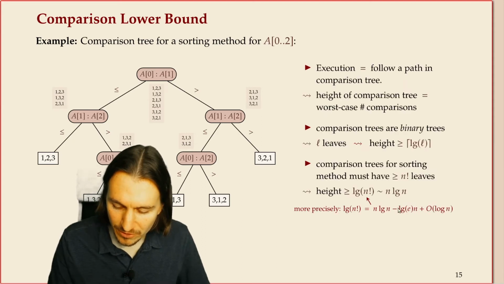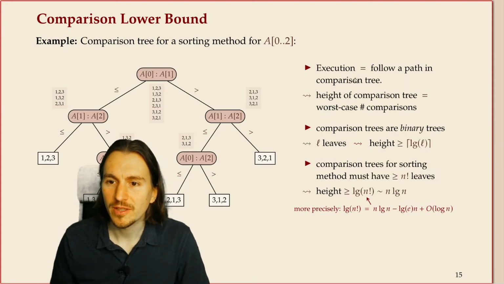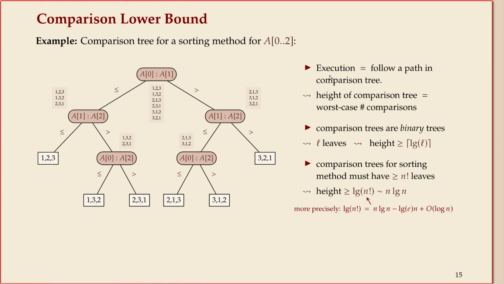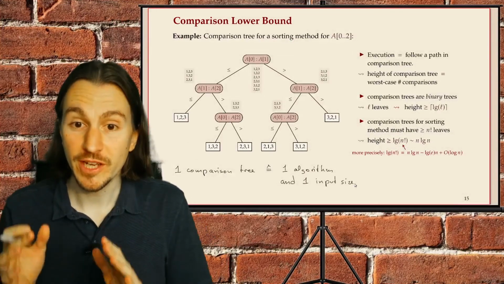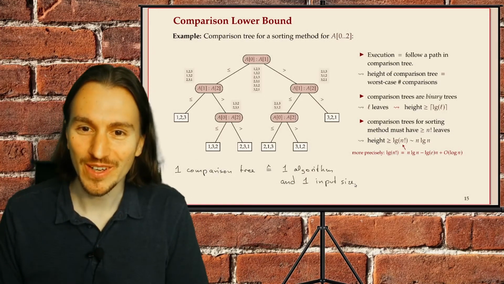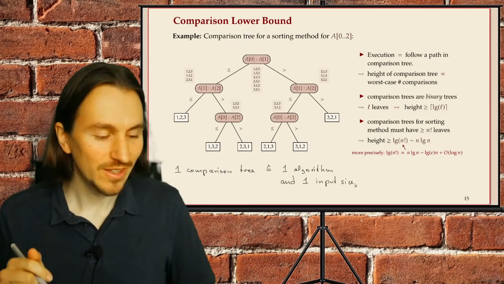Now, what can we say about these trees? If we execute the algorithm on a specific input, so maybe this is something to note here. One comparison tree corresponds to one algorithm and one input size, one n. All right. If I now were to execute this algorithm on an input of that size, I get a single execution. And that's what this is talking about.